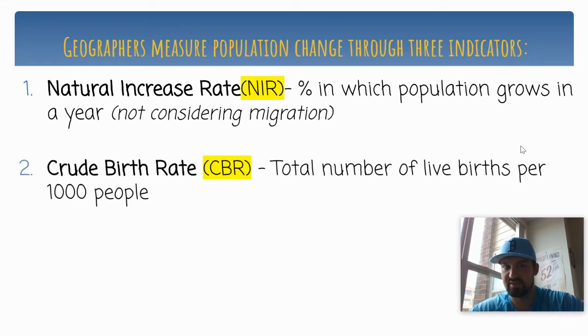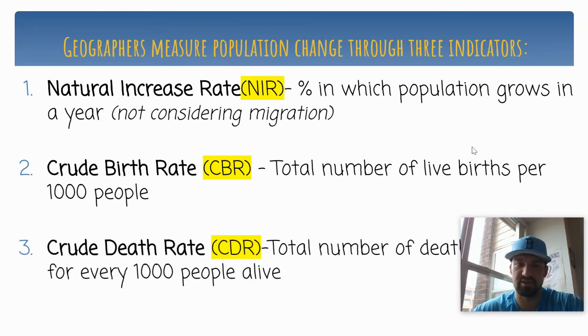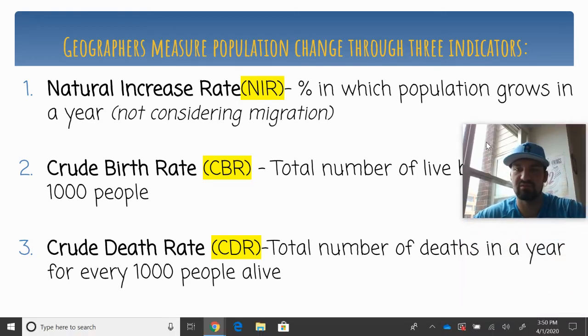Two is the crude birth rate, which is basically the total number of live births per 1,000 people. And then same thing with crude death rate. It's just the total number of deaths in a year for every 1,000 people.